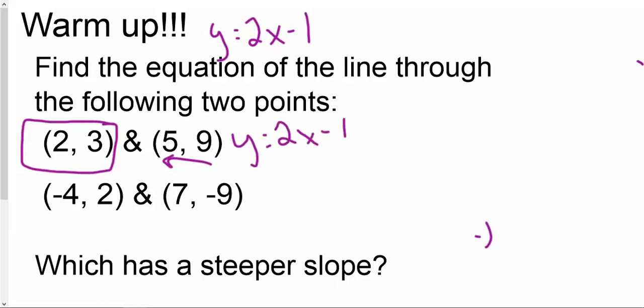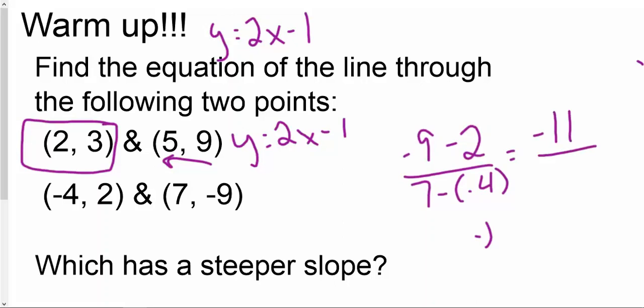Okay, for the second one, we're going to do the exact same thing. We're going to do negative 9 minus 2 over 7 minus negative 4. So on top, I'll get a negative 11, and on the bottom, I'll just get 11. So this gives me a slope of negative 1.